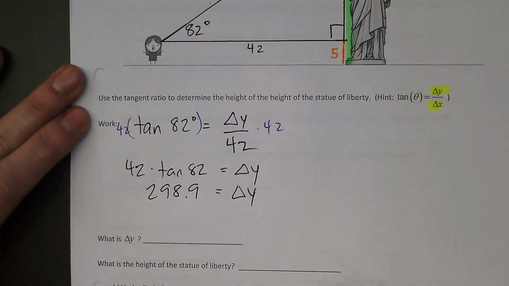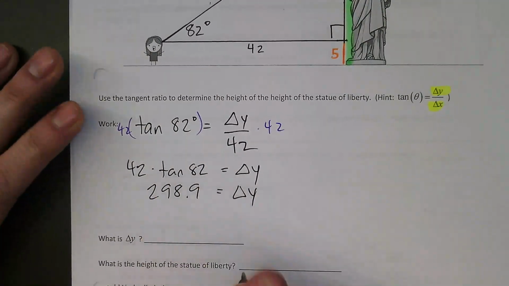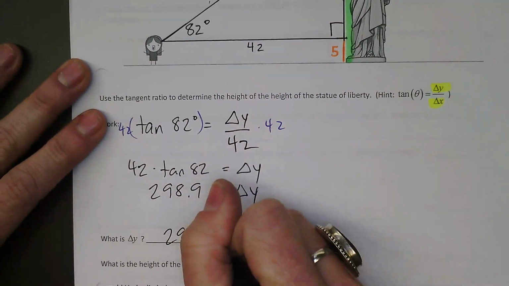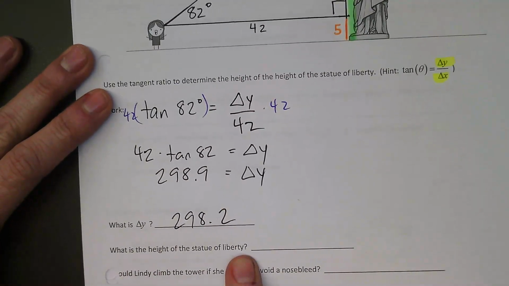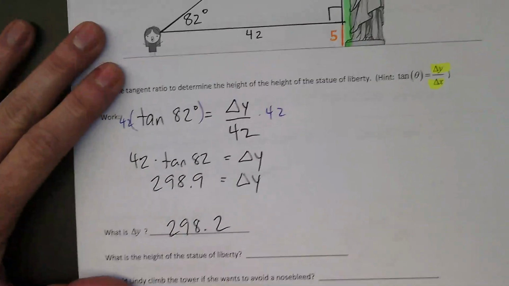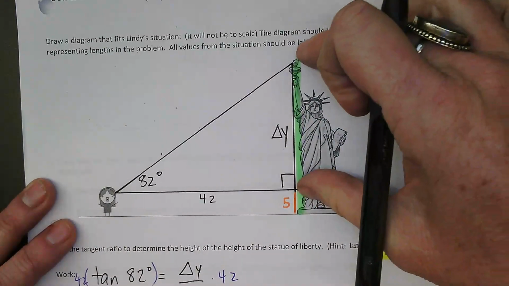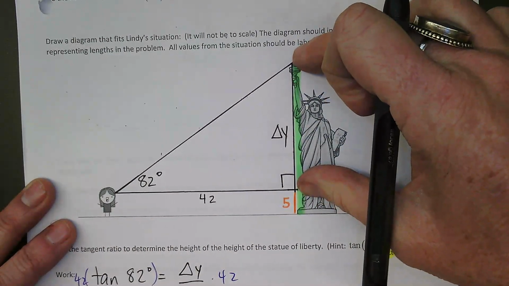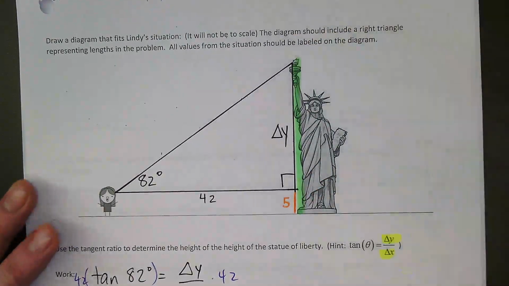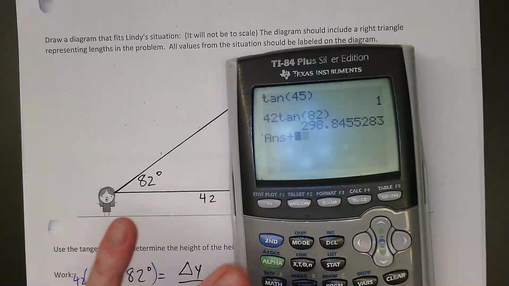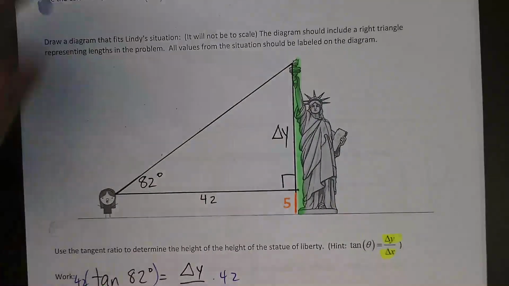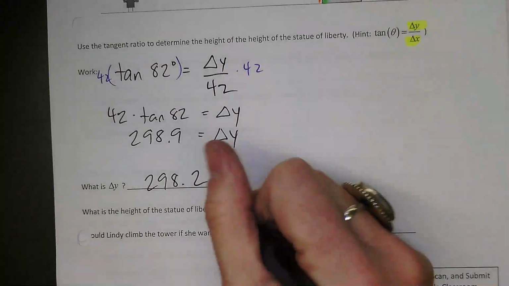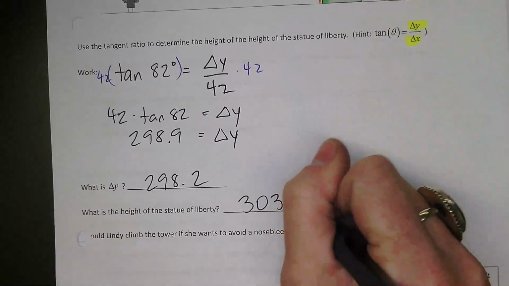So we were asked that first. What is that delta y? What is that rise in that right triangle? Well, it's 298.8. Now, the next question is, what is the height of the Statue of Liberty? And it's not this number, because again, if I go to this picture, 298.8 is just this piece. I need to add on 5 to get the full height. So I can just do plus 5, 303.8. So the height of the Statue of Liberty is 303.8 feet.